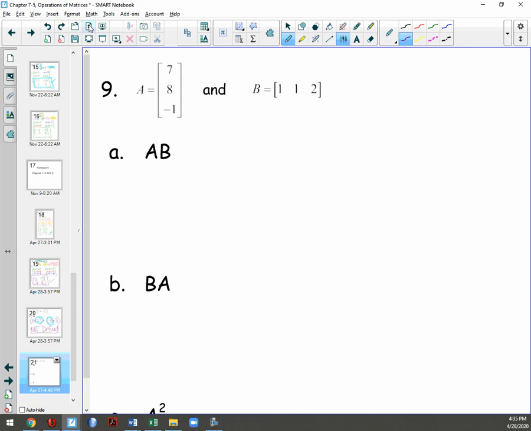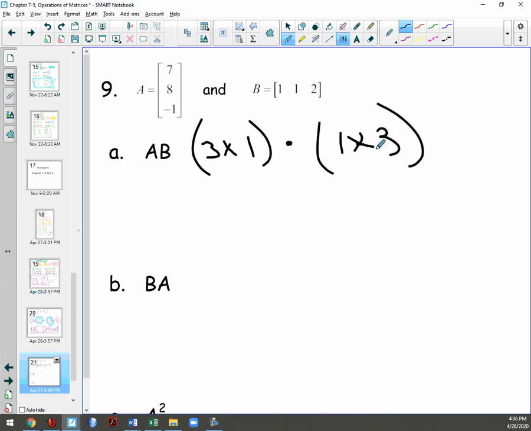So the very first thing we're going to do is check to see if this is possible. A is going to be a 3 by 1, and we're timesing that by a 1 by 3. The 1's cancel out, so I'm looking for a 3 by 3. So this is possible. Since they're already in chronological order, the way we would normally do it is totally okay. I'm looking for a 3 by 3.